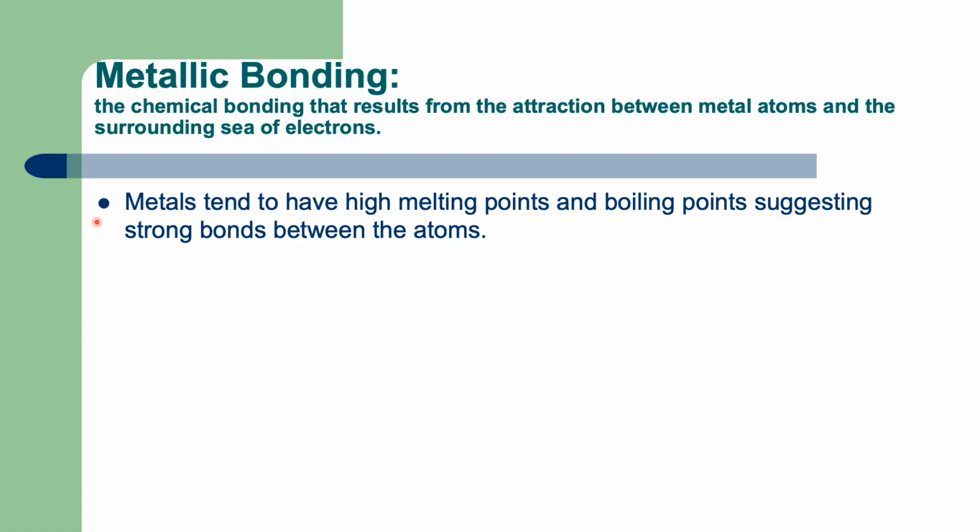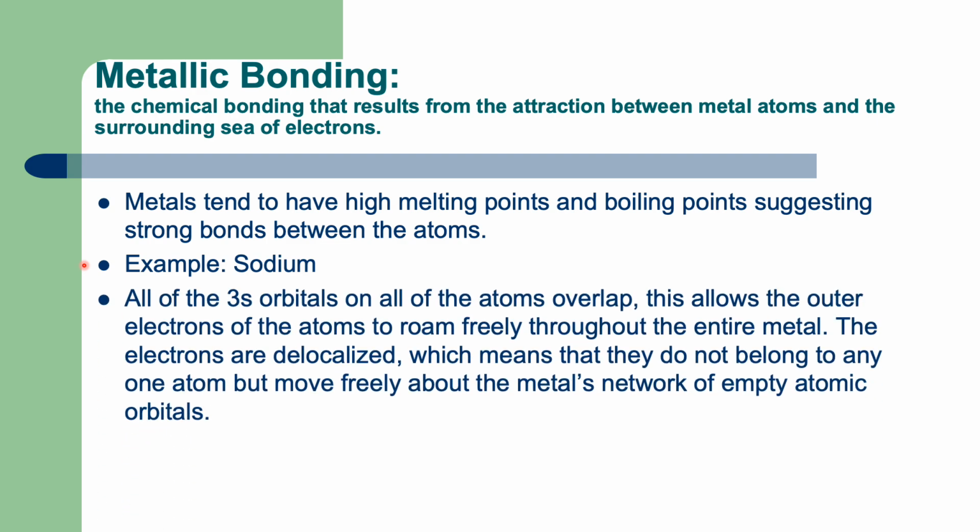Metals tend to have high melting points and boiling points, suggesting strong bonds between the atoms. An example would be sodium. Sodium atoms bonded with other sodium atoms. The 3s orbitals on all of the atoms overlap. This allows the outer electrons of the atoms to roam freely throughout the entire metal.